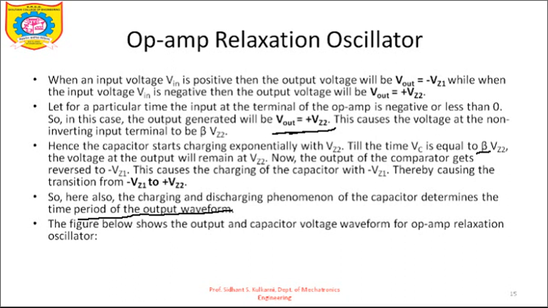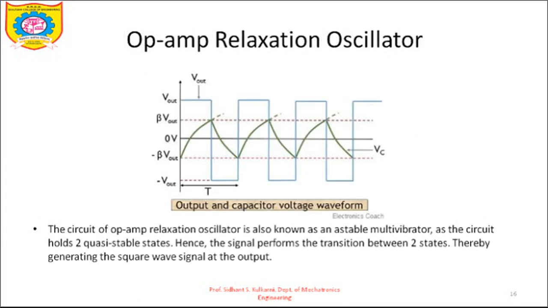Okay, so the figure below shows the output and capacitor waveform of the op amp relaxation oscillator. So let's look at this particular diagram. See, beta into V out was our upper threshold, minus beta into V out was our lower threshold, and this is our V out waveform. Either it will be my plus V saturation or minus V saturation, and depending on that the charging and discharging of the capacitor happens, something like this.